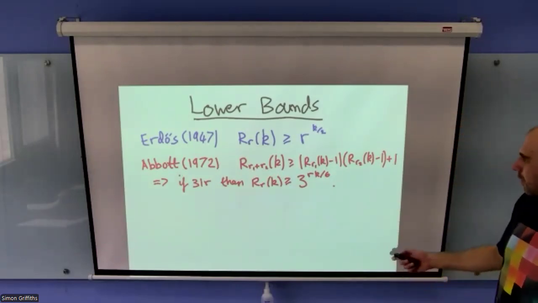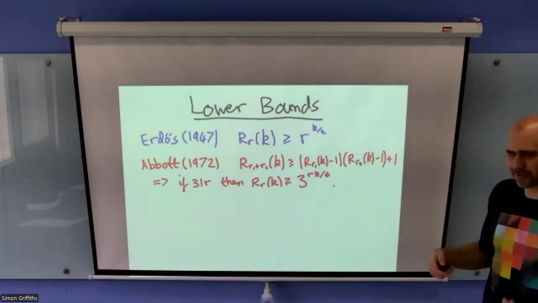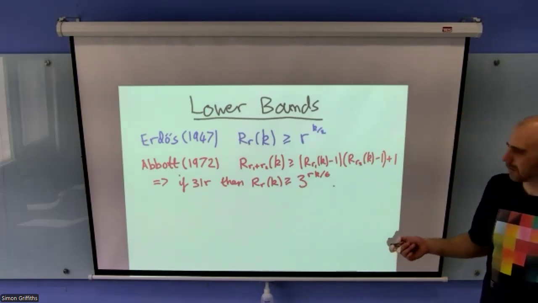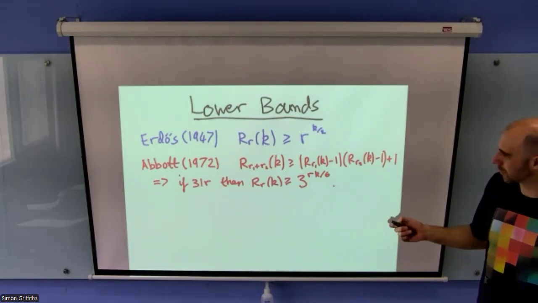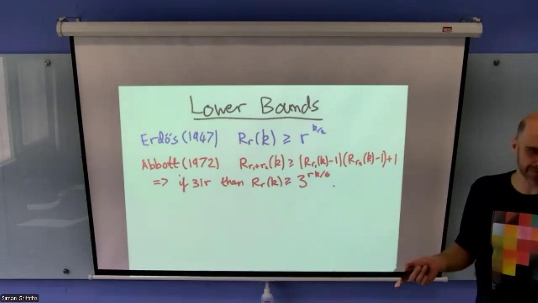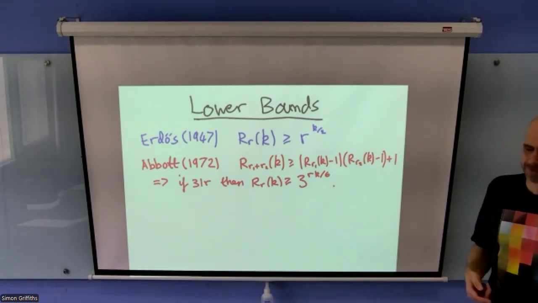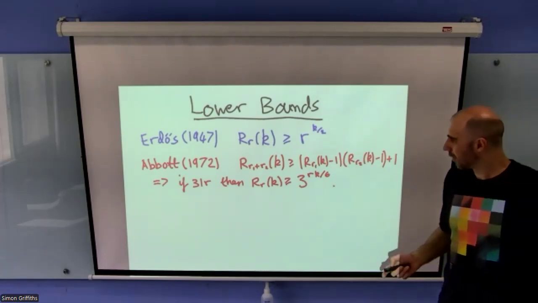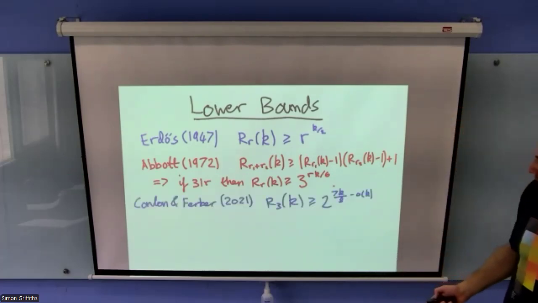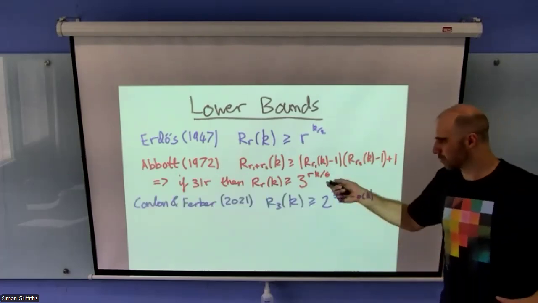And the other thing which is good about this, if you think of r as kind of a constant, then the lower bound is constant to the rk, and the upper bound is r to the rk. They're not so different. Right. And until recently, this was all that was known.